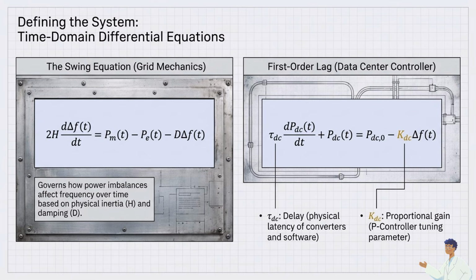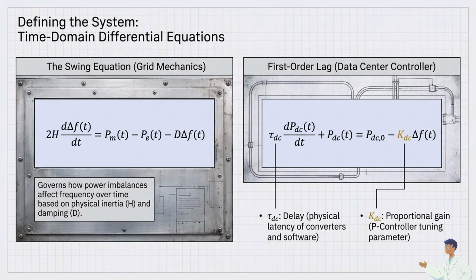Defining the system time domain differential equation. Before we can tune this controller, we must define the system mathematically. In the time domain, the grid mechanics are governed by the swing equation. The rate of change of frequency depends on the imbalance between mechanical and electrical power, system inertia H, and load damping D. On the controller side, the data center's response isn't perfectly instant.